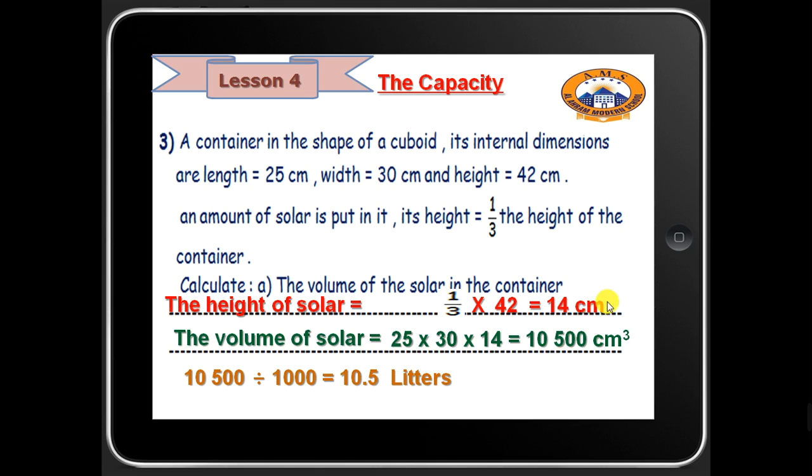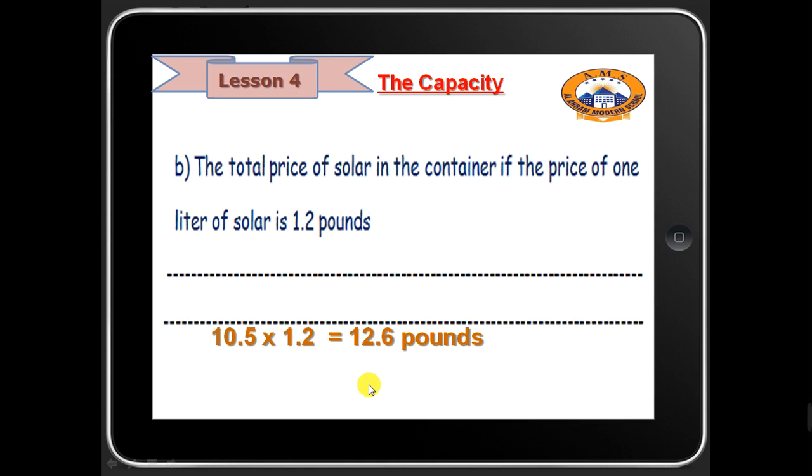I also want to convert it. This is in cubic centimeters, but I want to see it in liters, so I will divide cubic centimeters by 1,000. That will give me 10.5 liters. Now I'm going to calculate the total price of the solar in the container if the price of a liter equals 1.2 pounds. The solar inside the container equals 10.5 liters. I will multiply it by 1.2. That will give me 12.6 pounds.